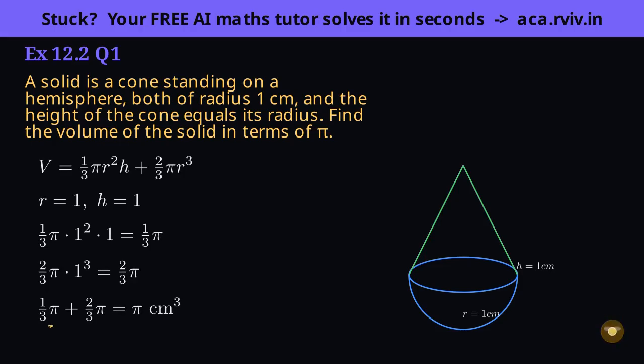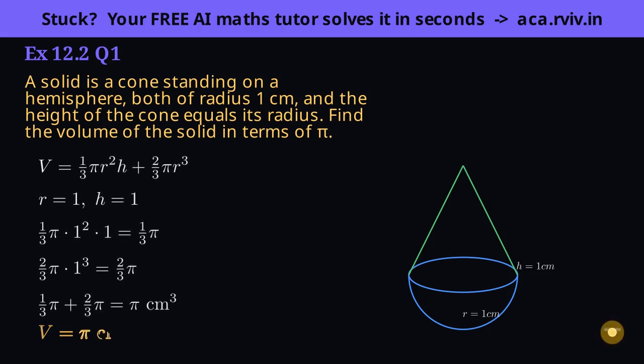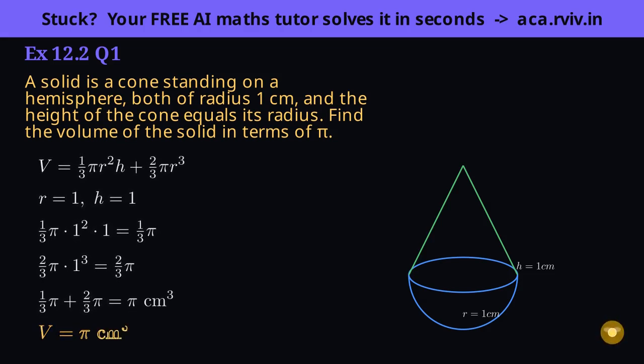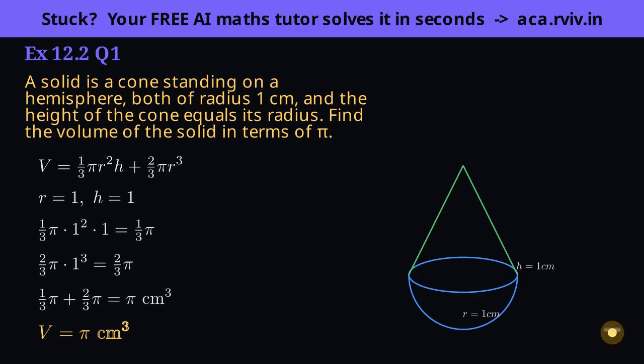The lesson: when a question says, in terms of pi, leave pi as a symbol and never plug in 3.14. The exact form is the required answer, and here the thirds add to a perfect single pi that a decimal would only hide.